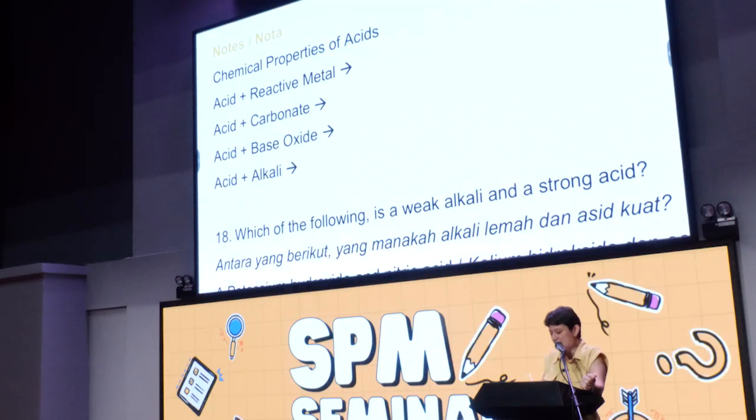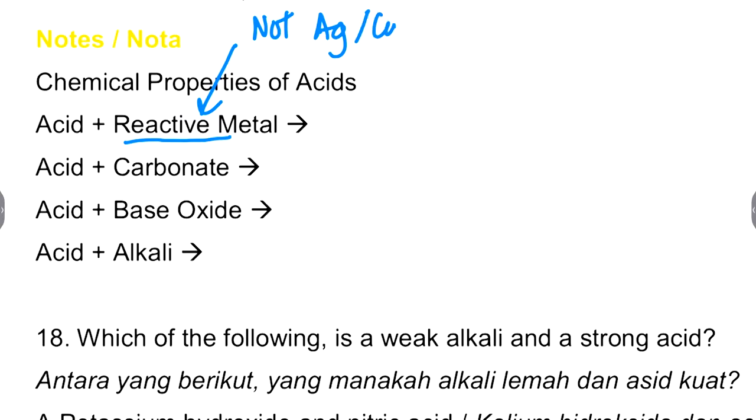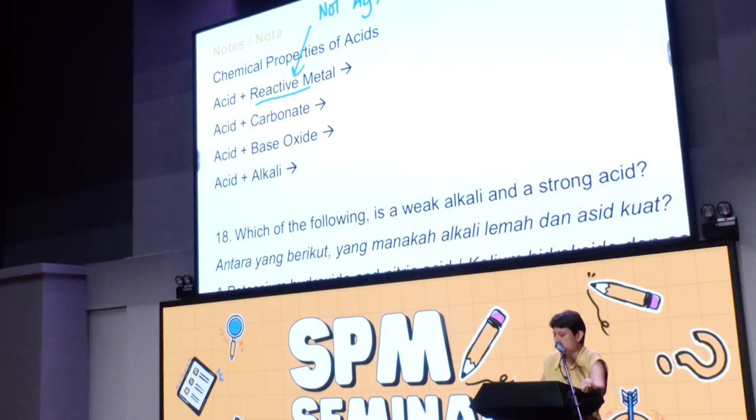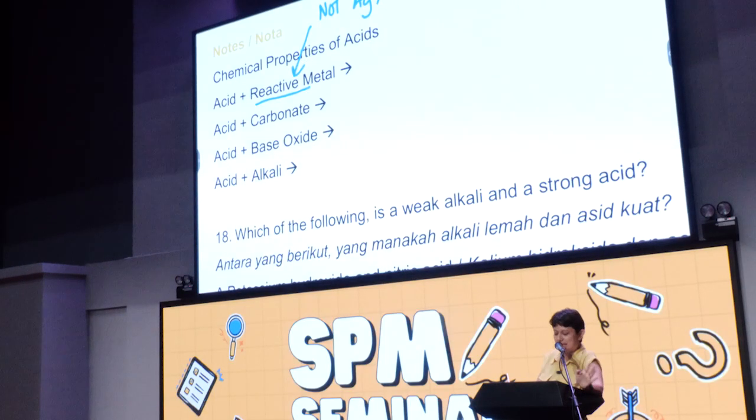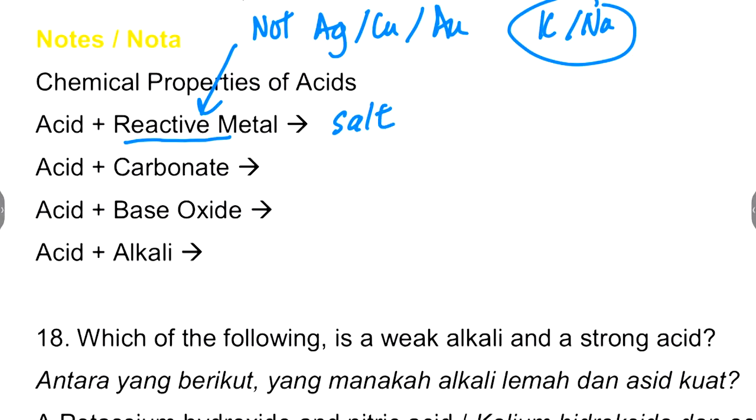All right. Acid and reactive metal. Reactive metal means not silver, copper or gold. Okay, acid tak boleh bertindak balas dengan logam aurum, emas, copper, cuprum atau silver, argentum. Cannot. Okay, cannot react with these three. You also cannot put sodium, potassium. Why? After you die, how? Potassium, sodium is reactive, right? What will happen if you put in acid? Kaboom. Okay, big kaboom. Cannot. All right? So, you have to use reactive metal like zinc, magnesium, all that. So, you get garam, then hydrogen.